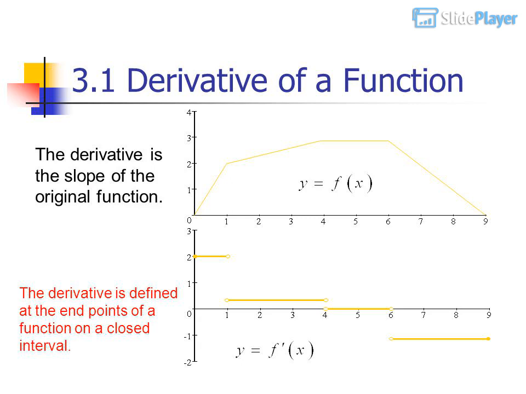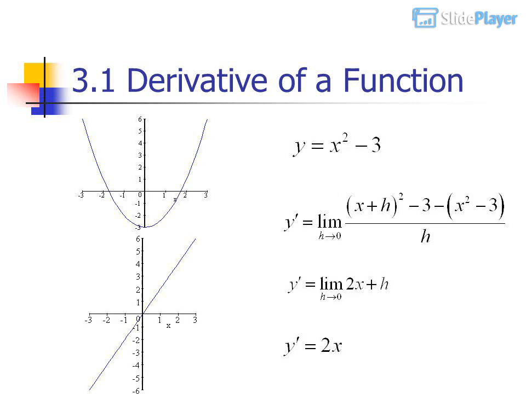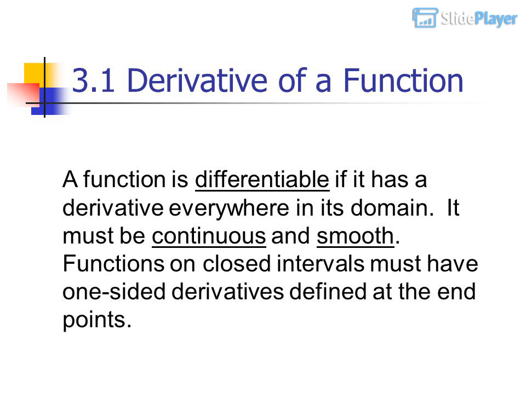The derivative is the slope of the original function. The derivative is defined at the endpoints of a function on a closed interval. A function is differentiable if it has a derivative everywhere in its domain. It must be continuous and smooth. Functions on closed intervals must have one-sided derivatives defined at the endpoints.